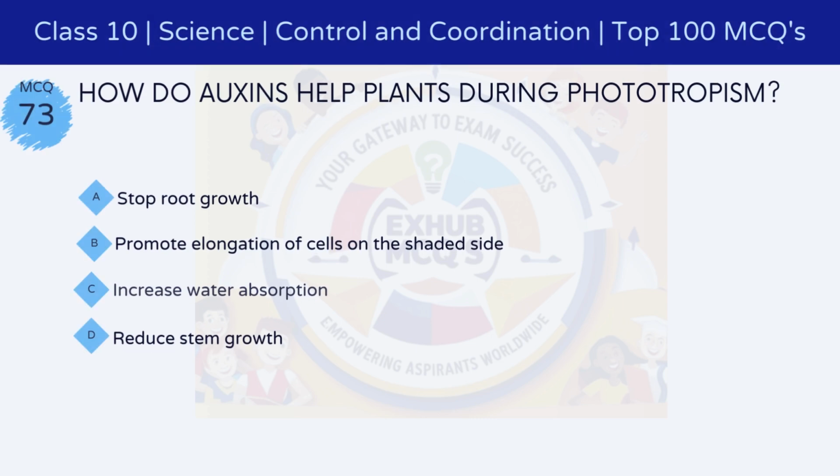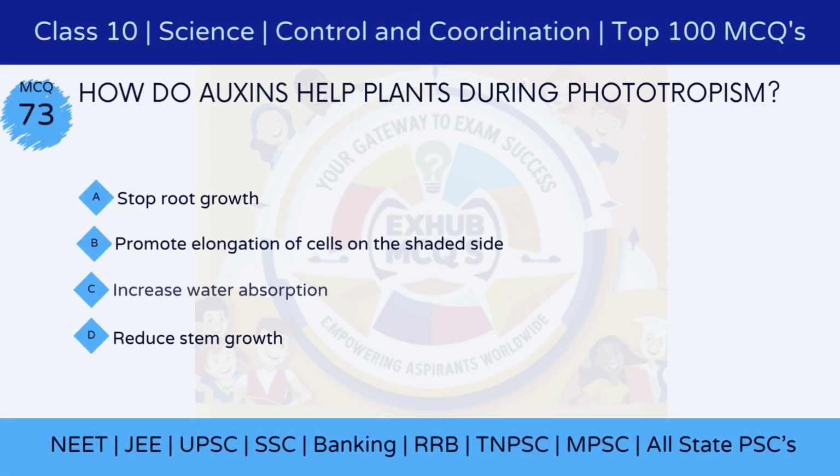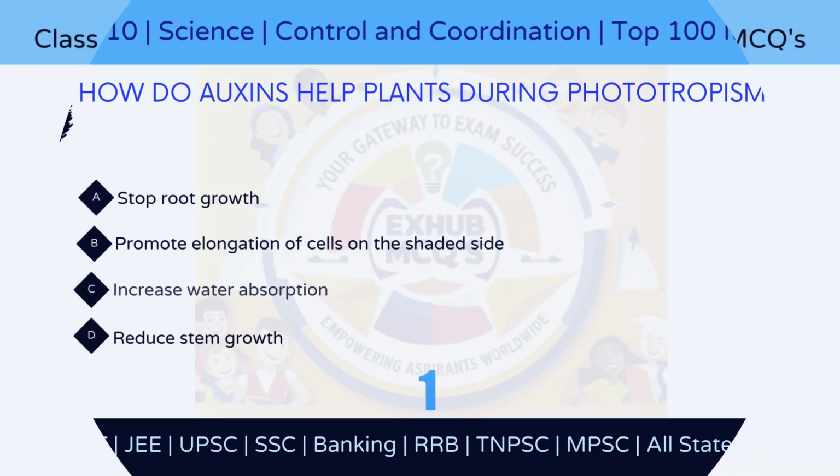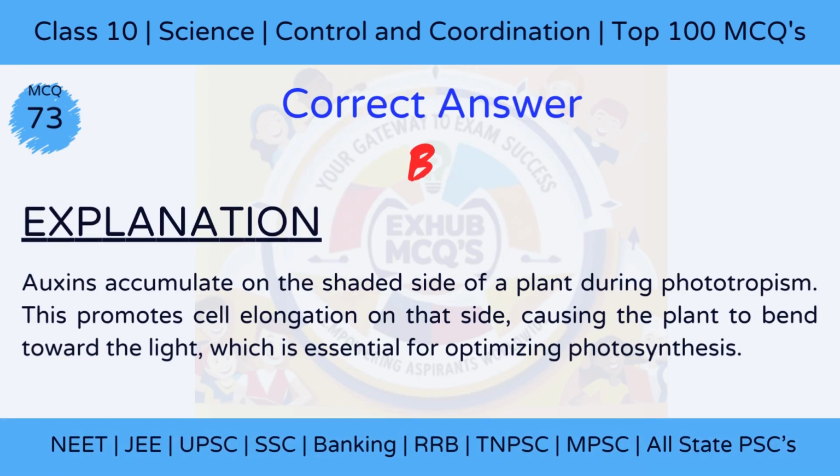MCQ 73. How do auxins help plants during phototropism? Option A, stop root growth. Option B, promote elongation of cells on the shaded side. Option C, increase water absorption. Option D, reduce stem growth. The correct answer is option B, promote elongation of cells on the shaded side.